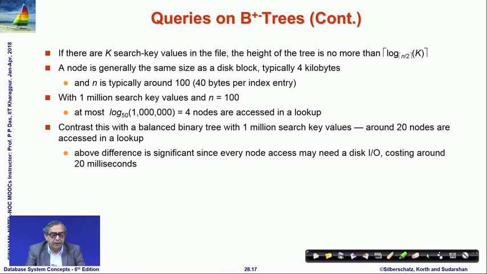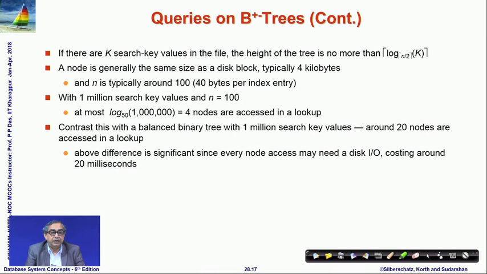And therefore, if that is the size, then n will be typically around 100, because if 4 kilobytes is the total space, and I assume 40 bytes per index entry, which is very typical, then n would be about 100. So, if I assume that my index file has 1,000,000 search key values to look for, then I will need log 1,000,000 to the base 100 by 2, that is, to the base 50, which is approximately 4 node accesses in a lookup. So, that is amazingly fast.